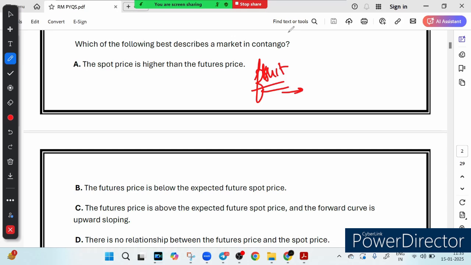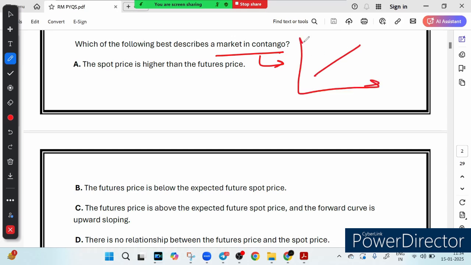Future price is higher than the expected spot price, right? So what are the key points we have learned from this particular question? The first thing is that a market in contango occurs when the future price is higher than the expected future spot price, creating an upward sloping forward curve. This happens due to the cost of carry, which includes the cost of storage, financing and insurance.